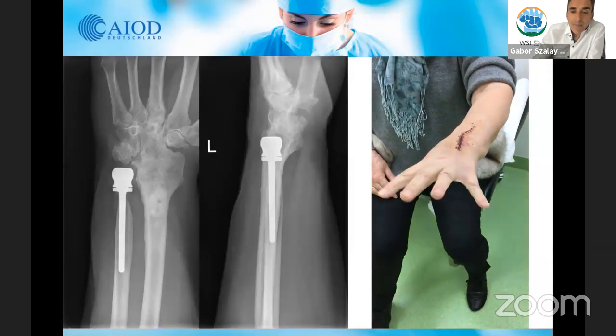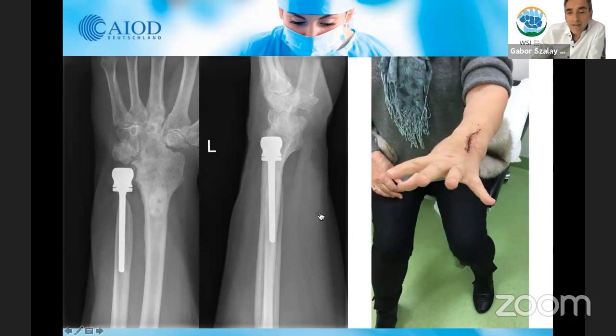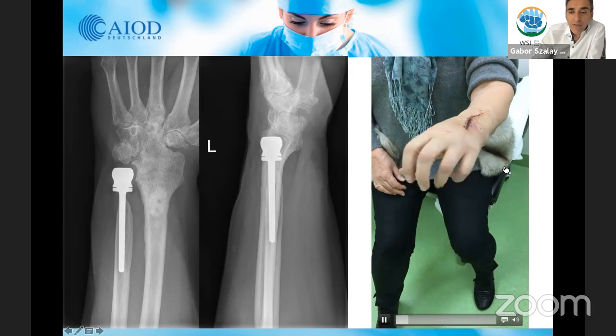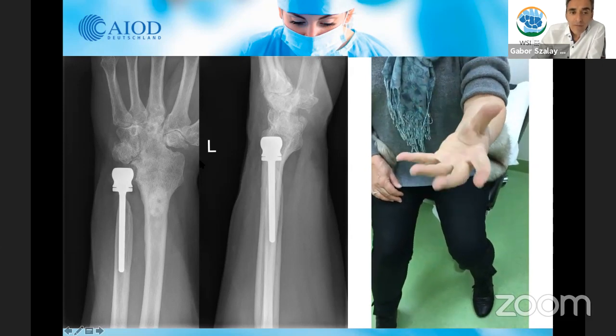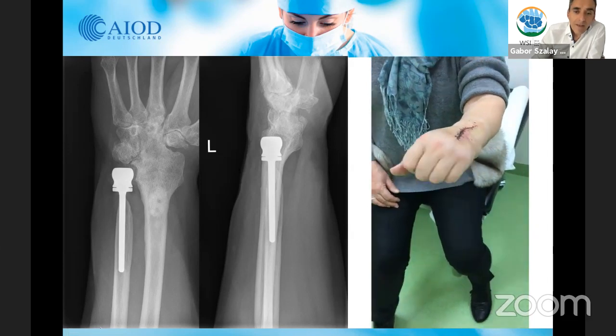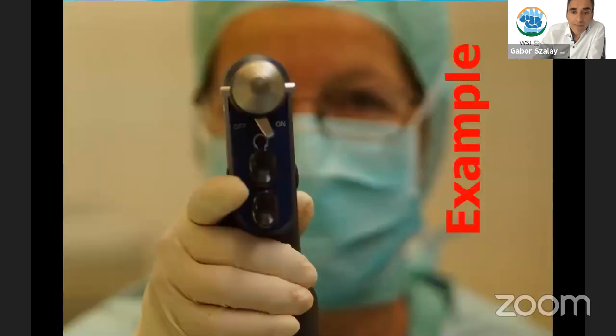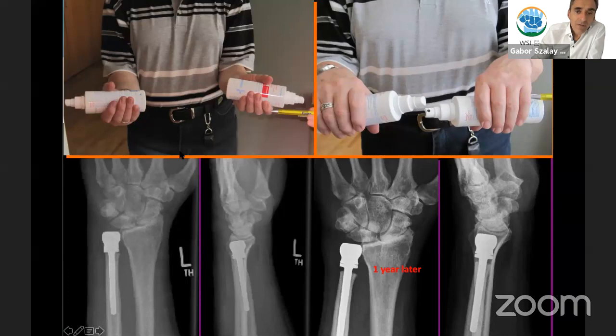And she is speaking German now, but I will translate. She's absolutely free of pain. The fingers are moving. The wrist after the arthrodesis is stiff. Pronation and supination is nearly free, and she's absolutely free of pain and very satisfied. The next example here after the ulnar head prosthesis, 1 year, you see here the loosening of the prosthesis, but in most cases, the X-ray looks worse than the clinical result is.